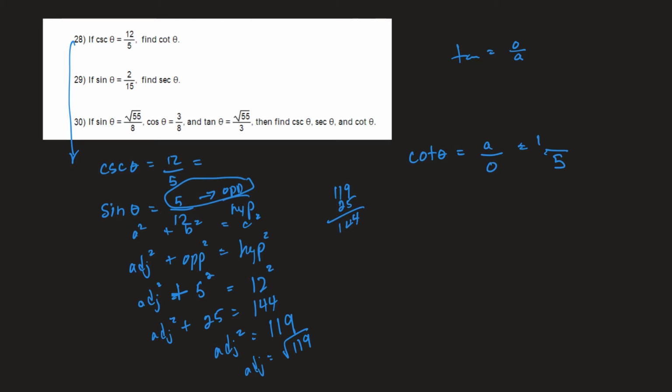So that's what I can put right there. So the cotan is the square root of 119 over 5. And the other questions are similar to that one. This one's fairly easy. You just flip things over.